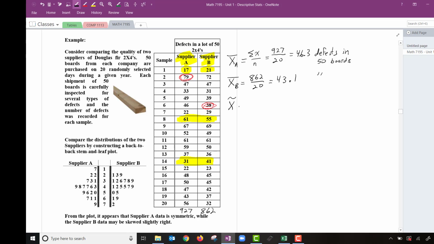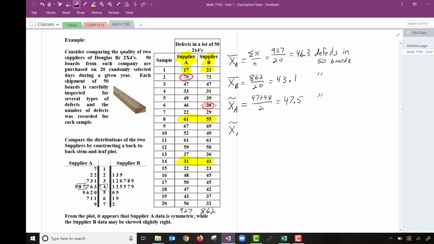So the median for supplier A, I'm going to just start counting and I'm going to find it between the 10th and 11th value. So 1, 2, 3, 4, 5, 6, 7, 8, 9, 10, and 11. So it's between these two values. Be careful, don't just take the mean of 7 and 8. Remember, there's also the stem of 40. So it's 47 plus 48, and we're looking at two values. So we get 47.5. Again, the units are defects in 50 boards.